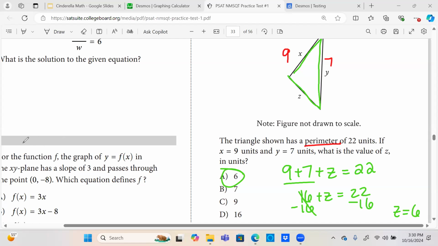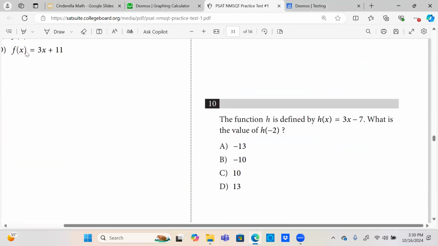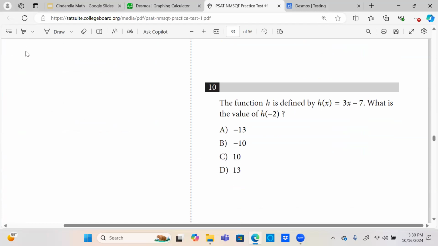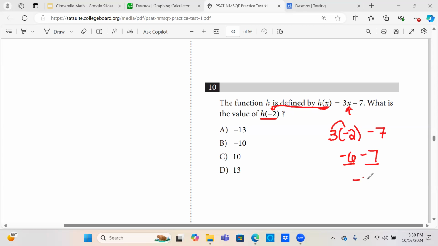Coming down to 10. The function h is defined by h of x is 3x minus 7. What is the value of h of negative 2? So this was h of x, we need h negative 2. So see how the x is switched out for negative 2? We're going to do the same thing right here. So keep the 3, change the x to negative 2, and then minus 7. 3 times negative 2 is negative 6, minus 7. I pretend it's money. You owe me 6, you owe me 7, you owe me 13.